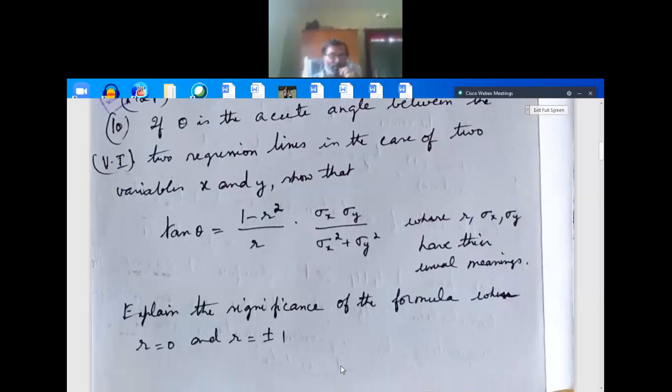Then the next part of the question is: explain the significance of the formula when r equals 0 and when r is equal to plus or minus 1. That means the significance of this formula when r equals 0 or r is equal to plus or minus 1.